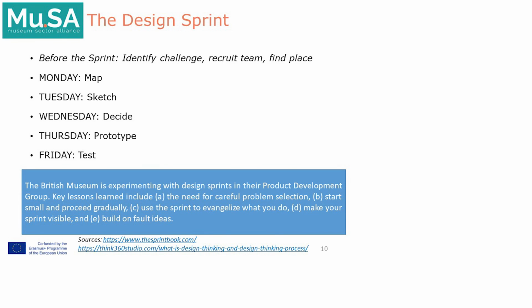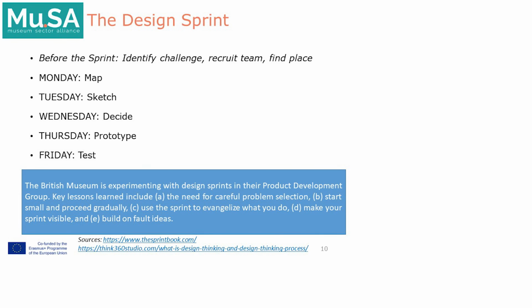On Thursday, you shall build a prototype based on the storyboard so you can simulate it on Friday with your customers. Friday is the testing day. You present the prototype to 5 customers in one-to-one interviews, obtaining quick and dirty answers.